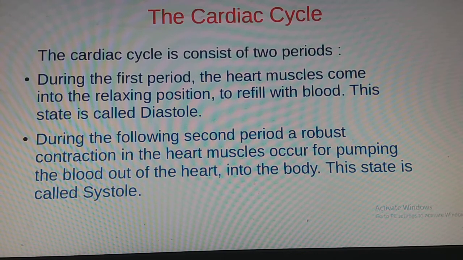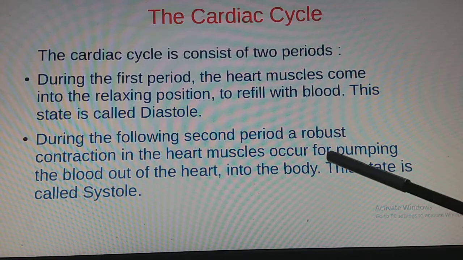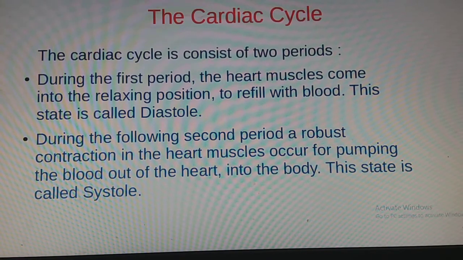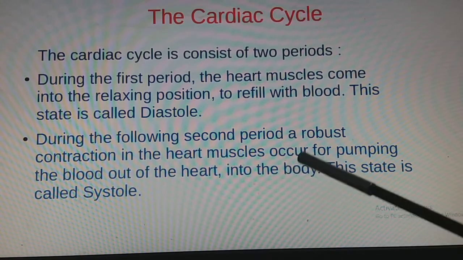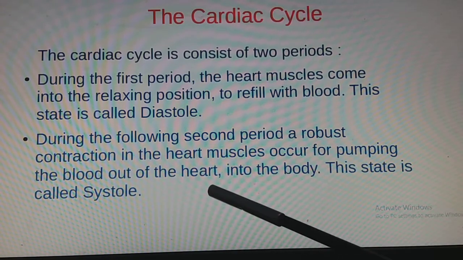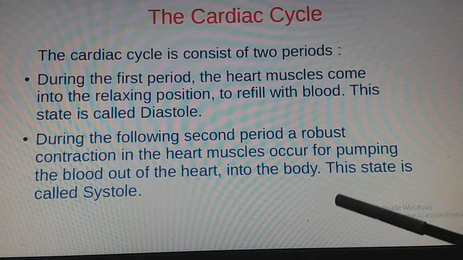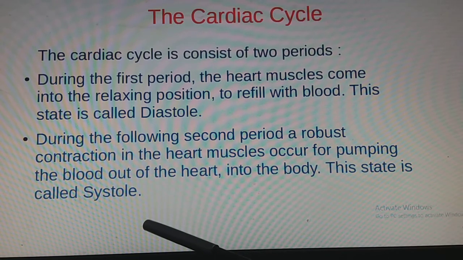When both atria are in a relaxed position, the blood fills into them. This is diastole. During the following second period, a robust contraction of the heart muscles occurs. Robust means a very rigid, very powerful contraction. Why does it happen? In order to pump the blood into the body. So, contraction of the heart muscles occurs for pumping the blood out of the heart into the body. This state is called systole.